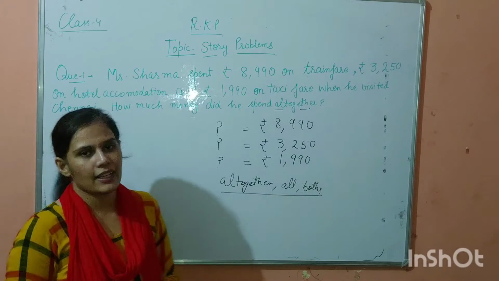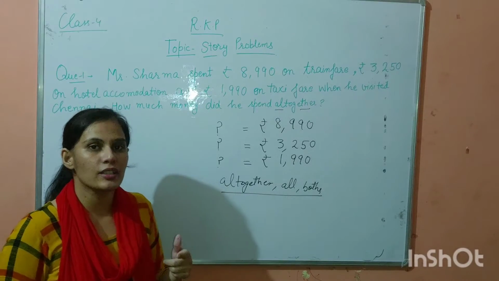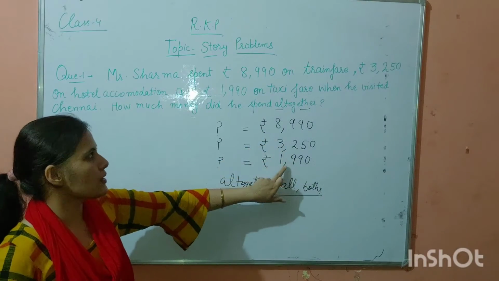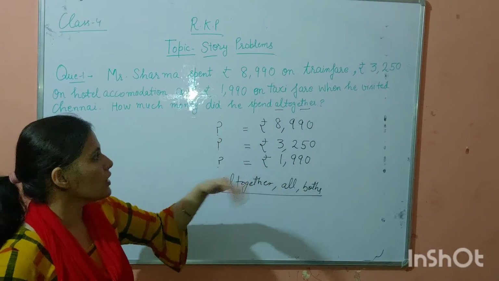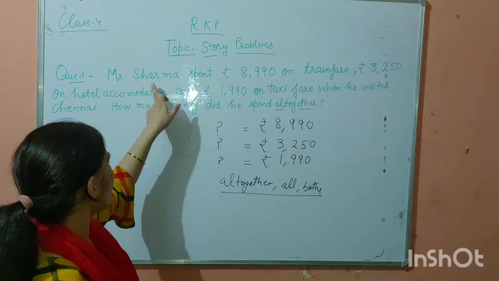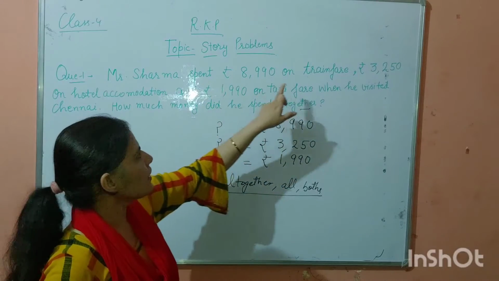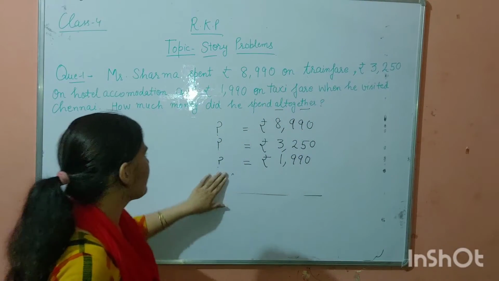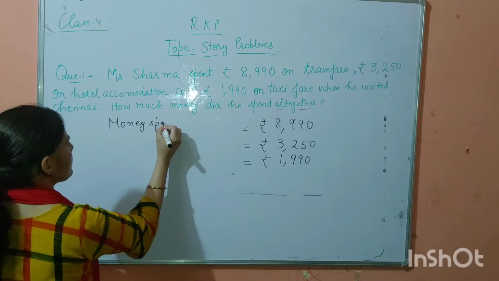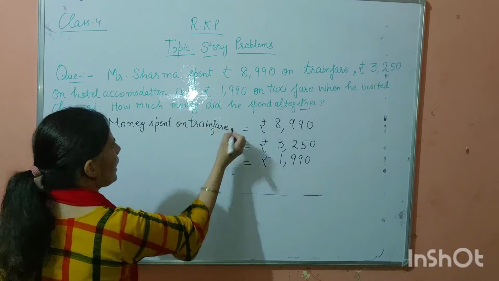Now our second thing is, how would you extract your statement from the given information? For this we will follow some questions. These are the numbers given in this information, and we put the question, what is 8,990? So find where 8,990 is. That is what Mr. Sharma spent on train fare. Now you can write money spent on train fare. This will be the answer.